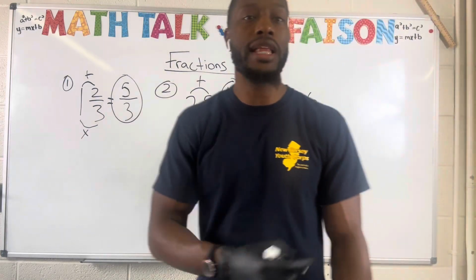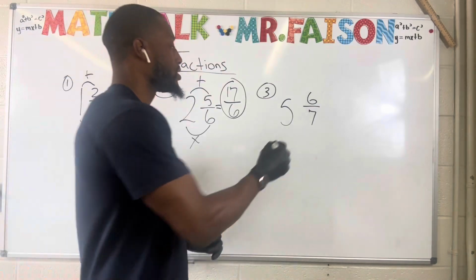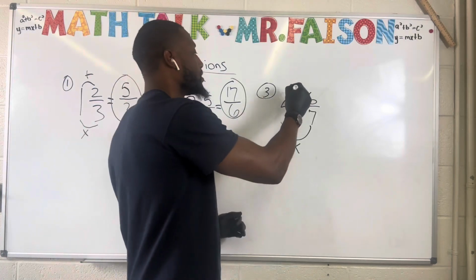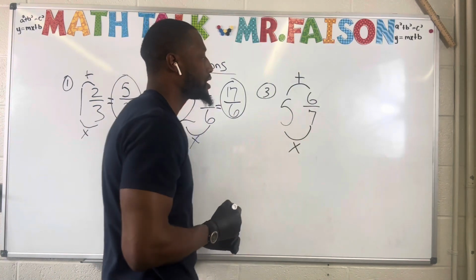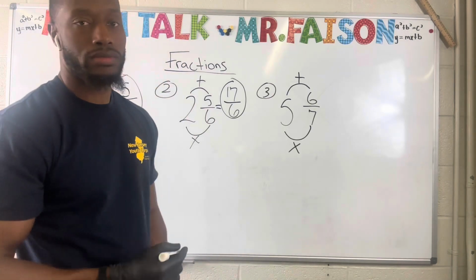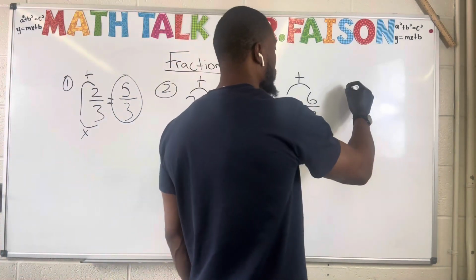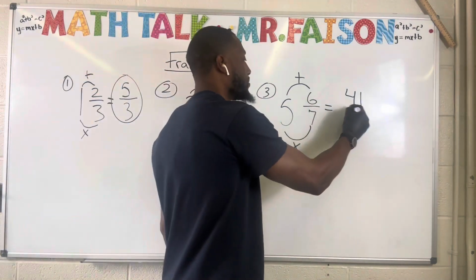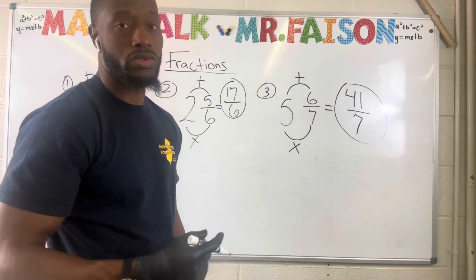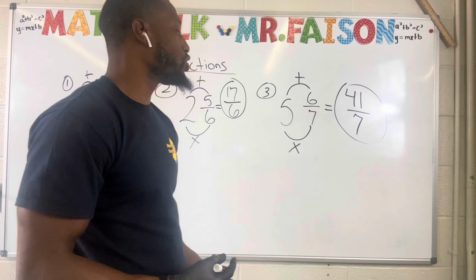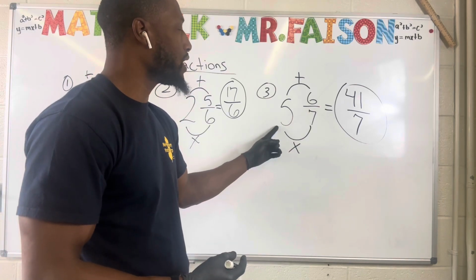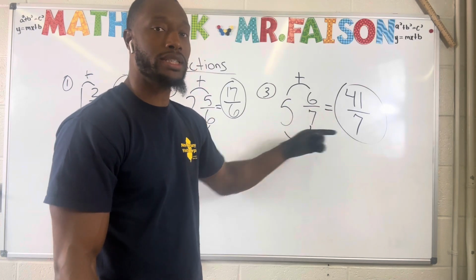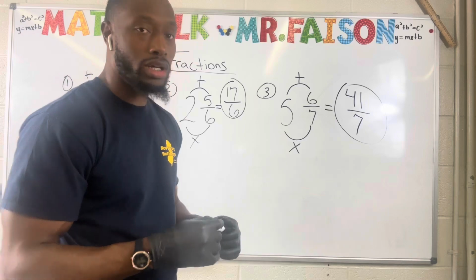All right, now we look at this last one over here. Same rules apply. Multiply. 7 times 5 is 35, plus 6 is 41. And we keep our denominators the same. So, real quick, let's run through it one time. We did 7 times 5, which is 35, plus 6, which gave us our numerator, 41. And we keep our denominator the same, which gave us 41 over 7.